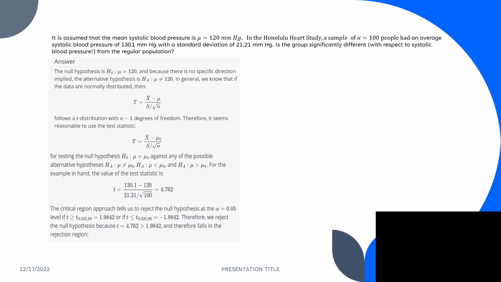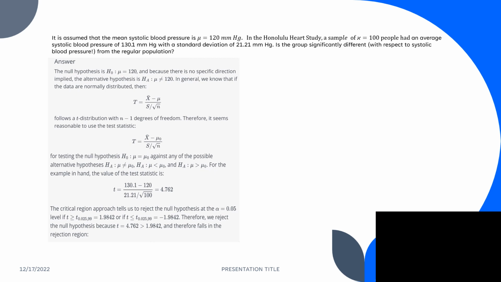So it is assumed that the mean systolic blood pressure is mu equals 120 mmHg. In the Honolulu Heart Study, a sample of n equals 100 people had an average systolic blood pressure of 130.1 mmHg, with a standard deviation of 21.21 mmHg. Is the group significantly different with respect to systolic blood pressure from the regular population?